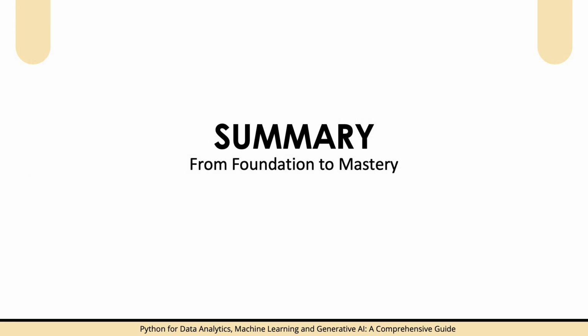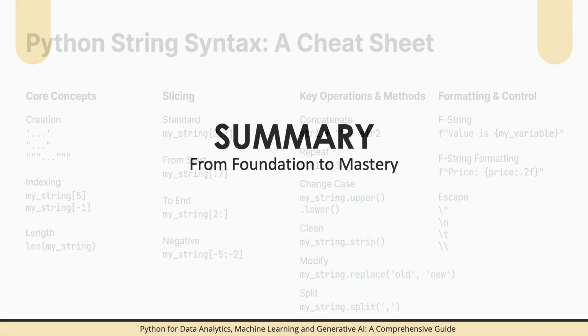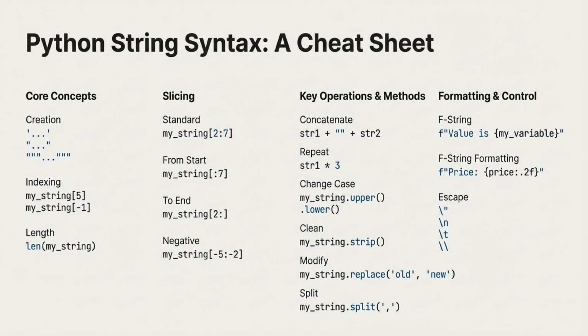Now let's summarize the content through a cheat sheet. The cheat sheet acts as a quick reference for Python string syntax. It summarizes core concepts such as string creation, indexing, length calculation, and slicing. It also highlights common operations like concatenation, repetition, case conversions, cleaning, modification, splitting, and formatting.